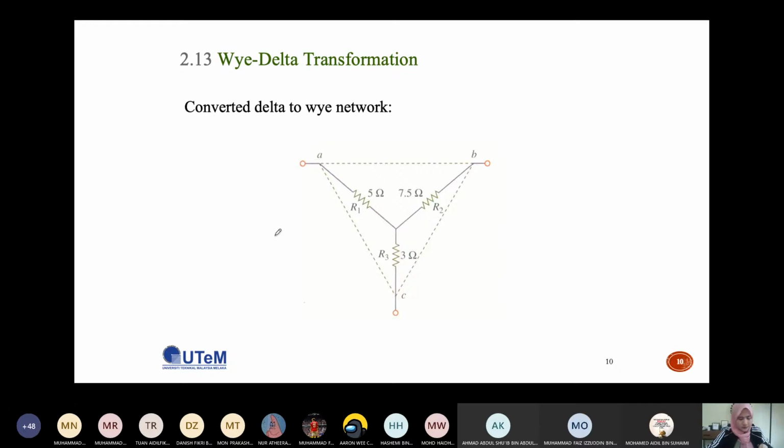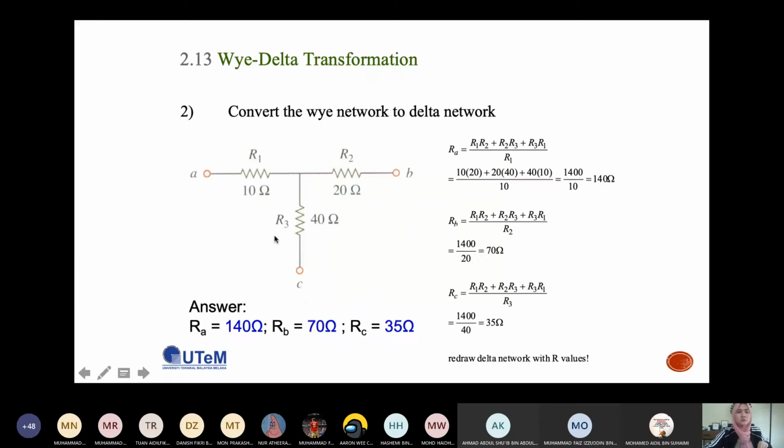Okay, so next is the second example. No questions regarding the previous example? I think it's quite easy. You just use the formula and you can get R1, R2, and also R3. So the next example is to convert a Y network to a delta network. So this is a Y network. Now you want to convert it into a delta network like this.